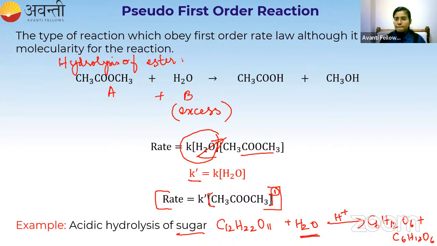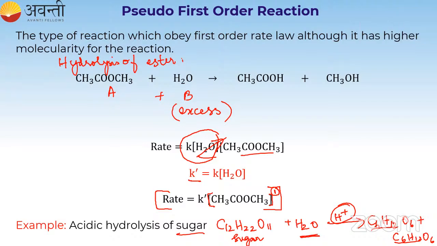Clear? So this reaction is an example for acid hydrolysis of sugar. This is the sugar molecule, sugar cane. When you hydrolyze it using an acid, you will get a glucose and fructose molecule. Hydrolysis of ester and acidic hydrolysis of sugar are the examples of pseudo first order reaction. Very important. Examples of pseudo first order reaction are very important. Is it clear to all of you?